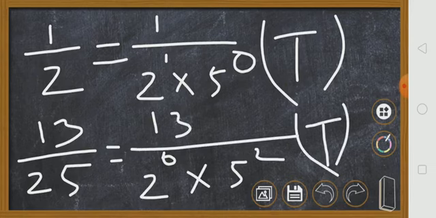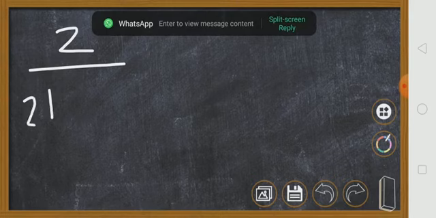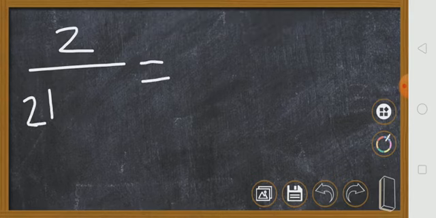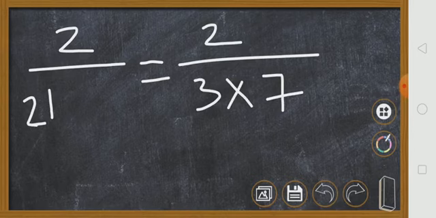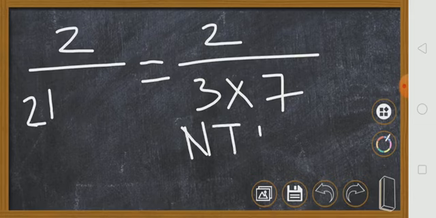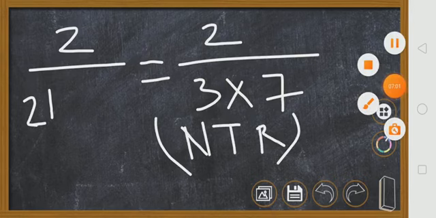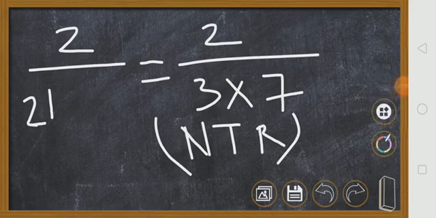Is it clear? Now suppose you have got 2 by 21. This is also in the simplest form. So how will you write? 21 you can write as 3 into 7. Now you see the denominator does not have the factors 2 and 5. So it is non-terminating repeating, NTR. I am writing it short. Is it clear?